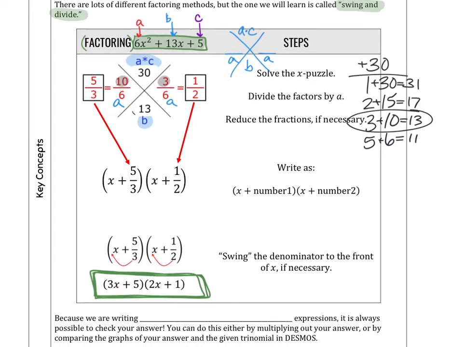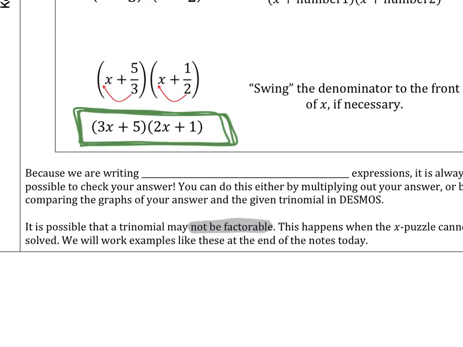Okay, last thing we're going to write on the front page here. It says, because we are writing what are called factored form expressions. And remember, I'm going to put parentheses around these words to remind myself that I'm trying to get it where there's two parentheses, factored form. We just did this. We can check our answers. You can do this by multiplying out your answer or by comparing the graphs of your answer and the given trinomial in Desmos, which is what we just did.